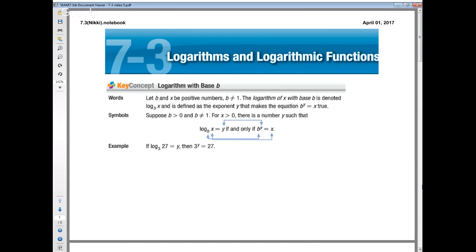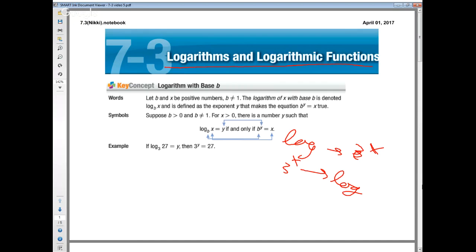Algebra 2. Welcome to our fifth video, and this fifth video is covering part 3 of logarithms and logarithmic functions. So for the past 2 videos, we've learned how to rewrite logs as exponentials, and we've also learned how to rewrite exponentials as logs.